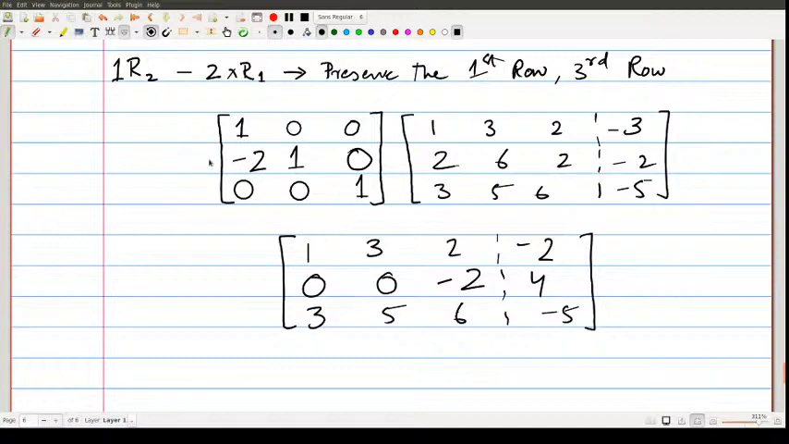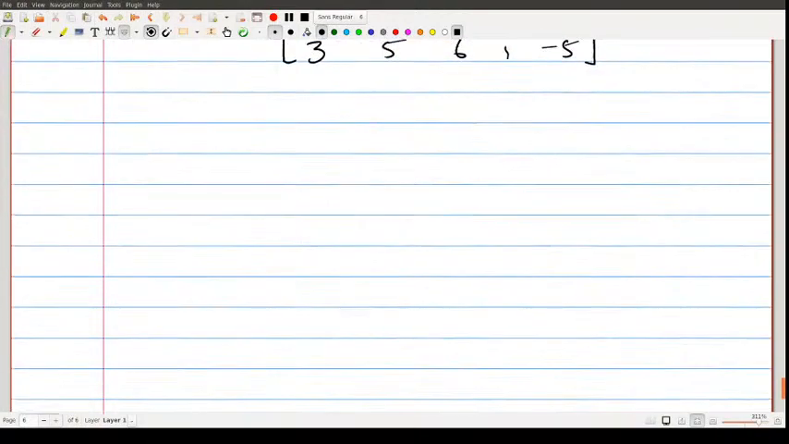Okay, so this is the elimination matrix. Let's call this E1, the elimination matrix that refers to row 2 minus 2 times row 1. And so you can build elimination matrices for row 3 times minus 3.